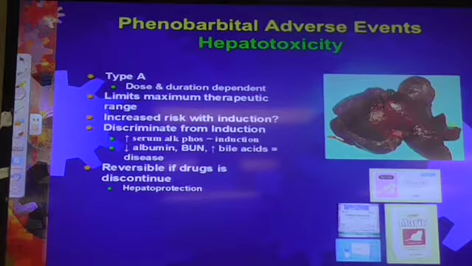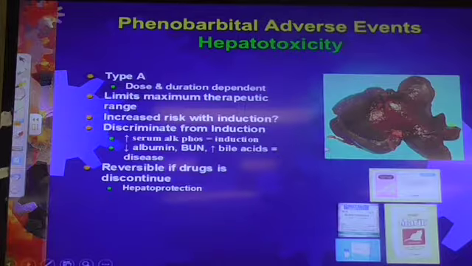So this is a dog liver from one that had sustained phenobarbital-induced hepatotoxicity. The hepatotoxicity is a type A, type 1, remember, it's predictable. It's related to dose and exposure, drug concentrations. Maybe an increased risk with induction simply because we're making more toxic metabolites. You're putting more phenobarbital into the patient. So I think that there probably is an increased risk. And we've already talked about how to discriminate it from simple induction.